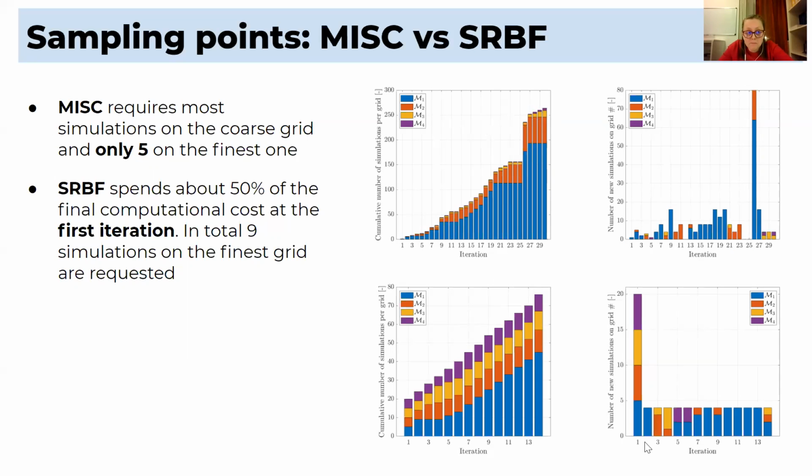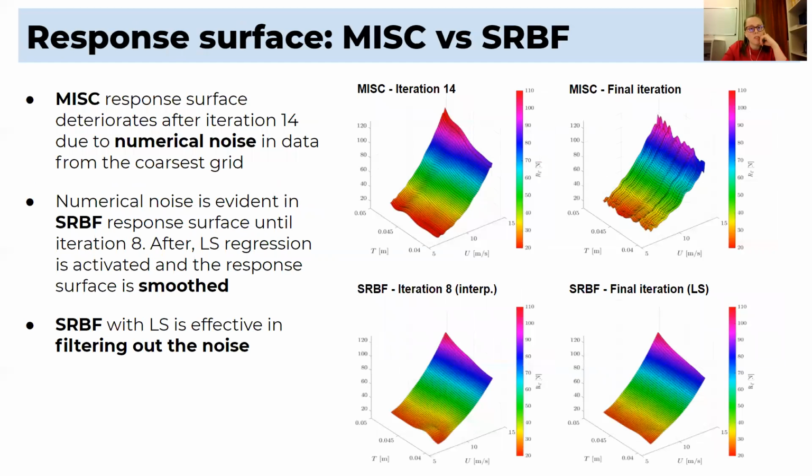And yeah, as I mentioned, this training set we need at the beginning is quite expensive. So already 50% of the final computational cost is used at the first iteration. Then when we look at the results, the first 2 plots on the top are about MISC, and the second row about SRBF.